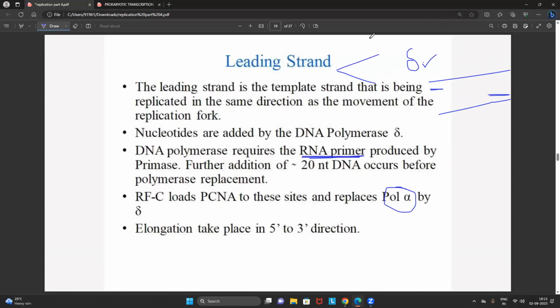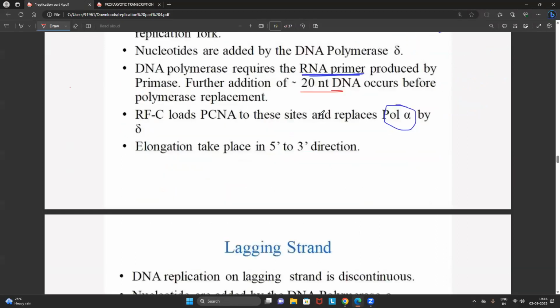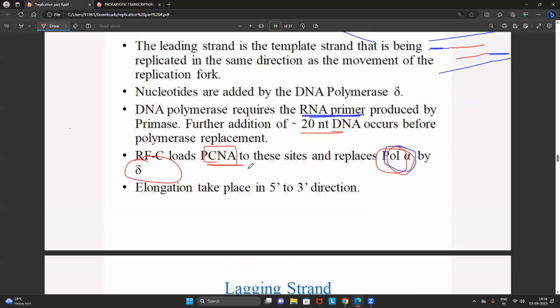So every student remember my words. What is the length of the primer? Primer is very small, 11 plus or minus 1 nucleotides. Now, the moment the primer gets added, what is polymerase alpha doing? It just continues adding nucleotides up to 20 to 50. Later, polymerase alpha can be replaced by delta with the help of PCNA.